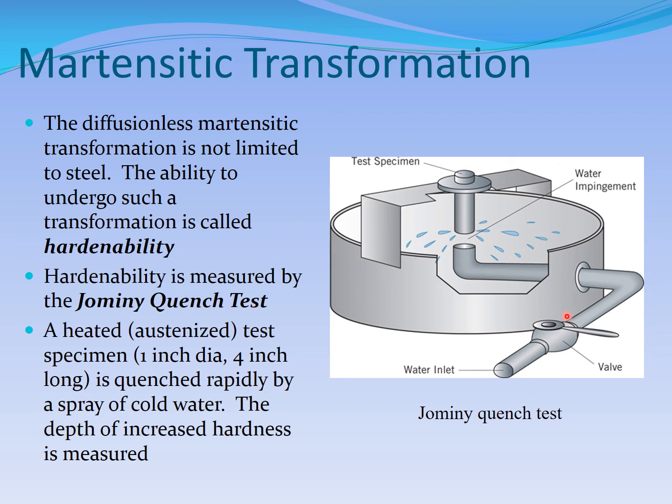This is the schematic. A heated, which means austenitized, test specimen, right? So there is a steel which you have heated to 800, 900 Celsius. This specimen, 1 inch diameter, 4 inch long, standard size, is quenched rapidly by a spray of cold water. And the depth of the increased hardness is measured. Do you understand? We measure hardness as we go into the depth of the specimen. When you heat and suddenly quench something, then its hardness increases. First of all, the outer surface layer is hardened.